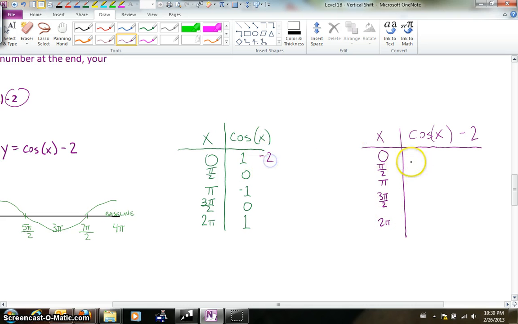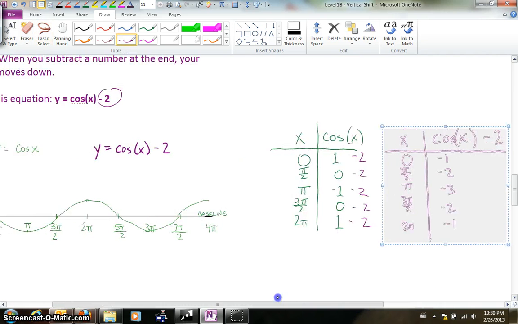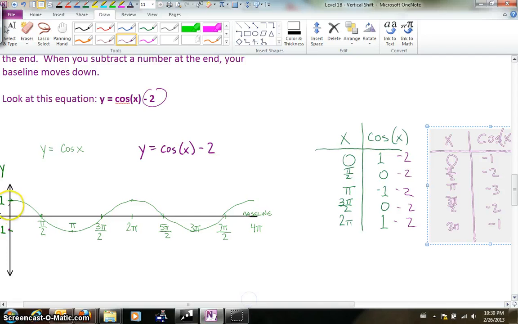And so we'll take away 2 from 1, we get negative 1. Take away 2 from 0, we get negative 2. This will be negative 3. This would be negative 2, and this would be negative 1. So I'm going to bring that a little closer so that hopefully I can see it as I graph. And I can, good. So at 0, we're at negative 1. At pi over 2, we're at negative 2.